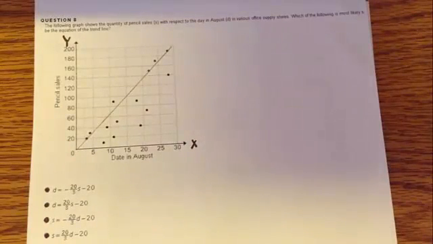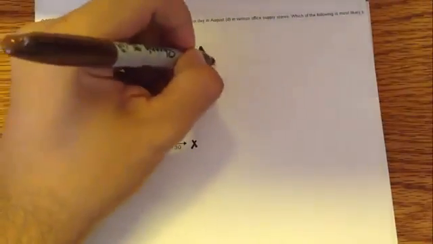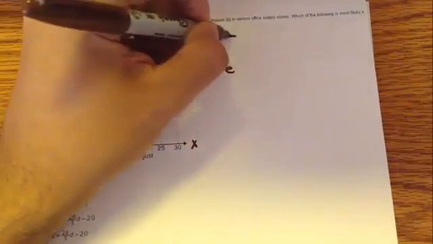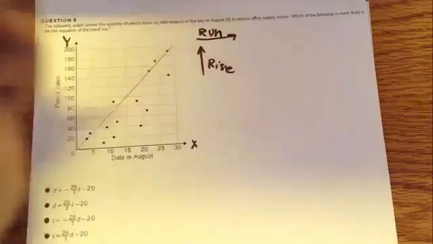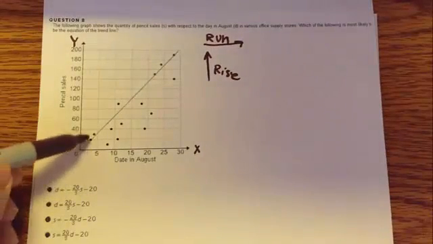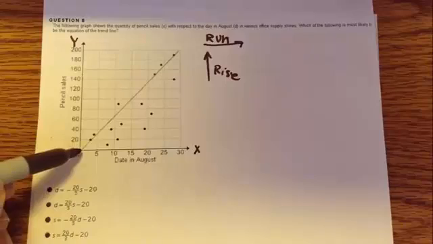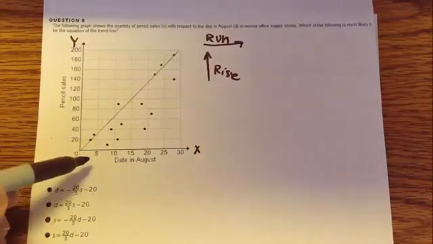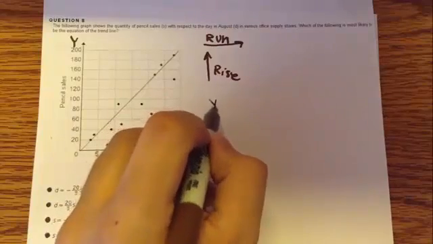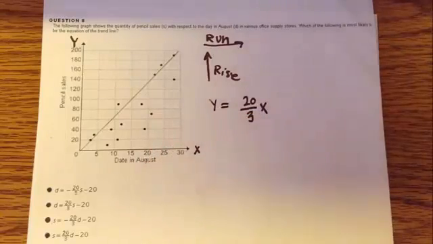Now I need to find the slope of our line, right? You should recall that slope is pretty much rise over run. So let's pick our first point and determine our slope. My rise would be 20, in other words, we're going 20 units up, and my run would be approximately 3 units. So our slope would be y equals 20 over 3x.